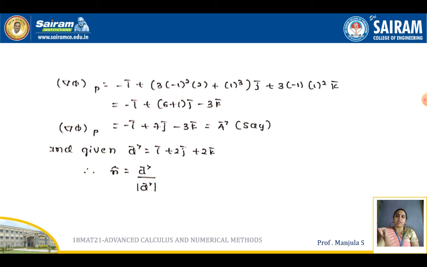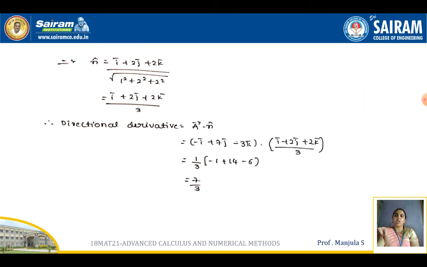n cap is nothing but vector d divided by modulus of vector d. So n cap is i cap plus 2j cap plus 2k cap divided by square root of 1 square plus 2 square plus 2 square, which equals i cap plus 2j cap plus 2k cap divided by 3. Now we'll write the formula of the directional derivative, that is vector A dot n cap.